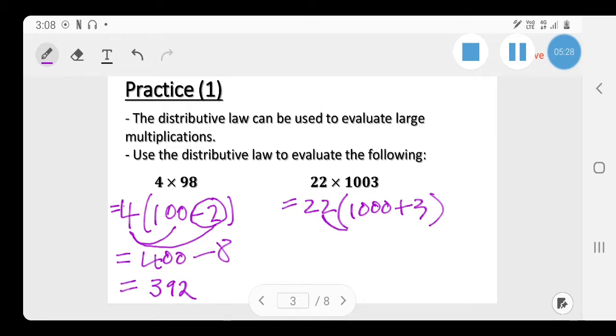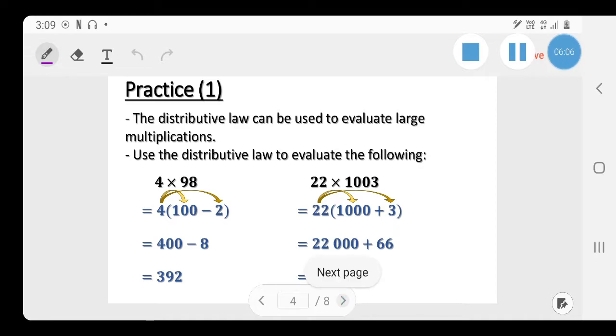Now, positive 22 times positive 1000 is 22,000. Positive 22 times positive 3 is positive 66. So we get 22,066. So that's how you can use the distributive property to find some rather large multiplications quite quickly. It's a trick that sometimes works.